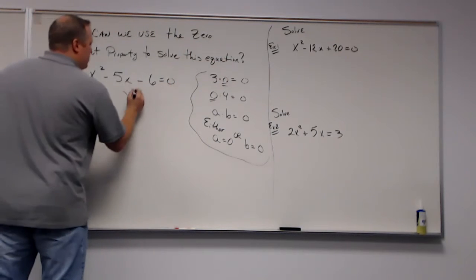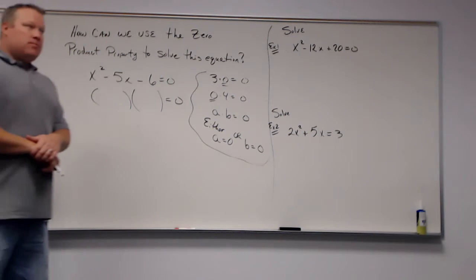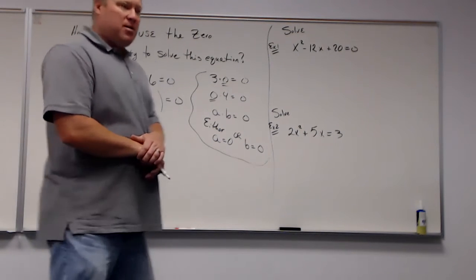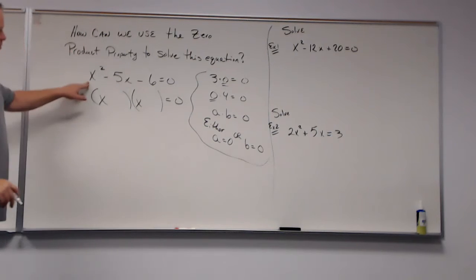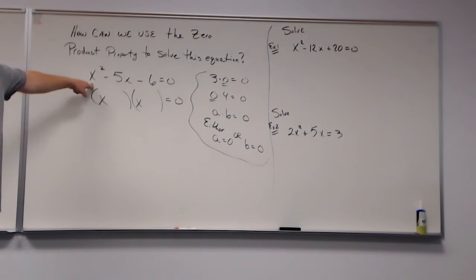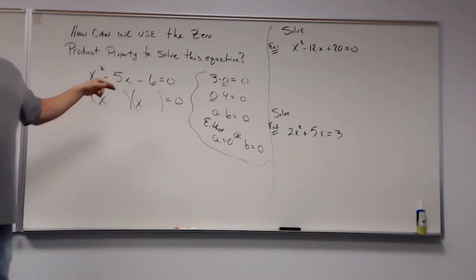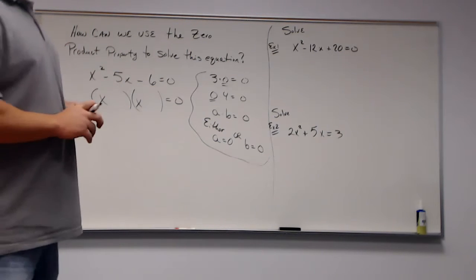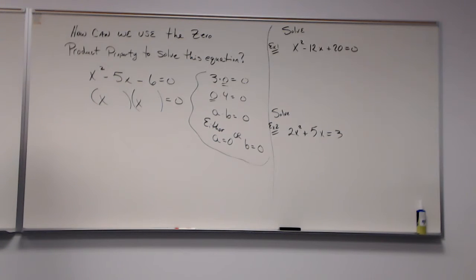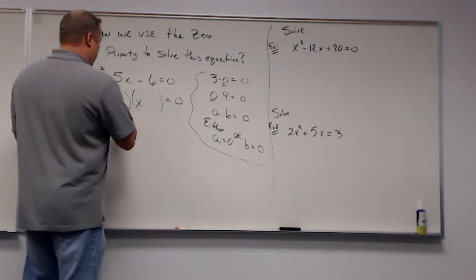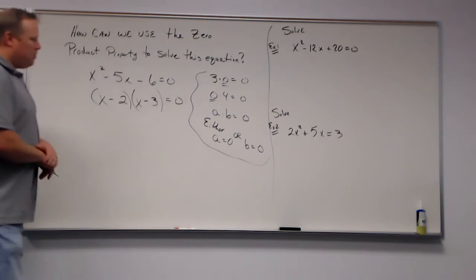You guys remember how to factor this? Using the reverse FOIL process, or factoring, x times x, first terms have to multiply to this. And like we talked, we're now looking for two numbers that multiply to -6 that add to -5. Can you tell me what it is? Can you think about it? Well, 2 and 3 work. Would that work?